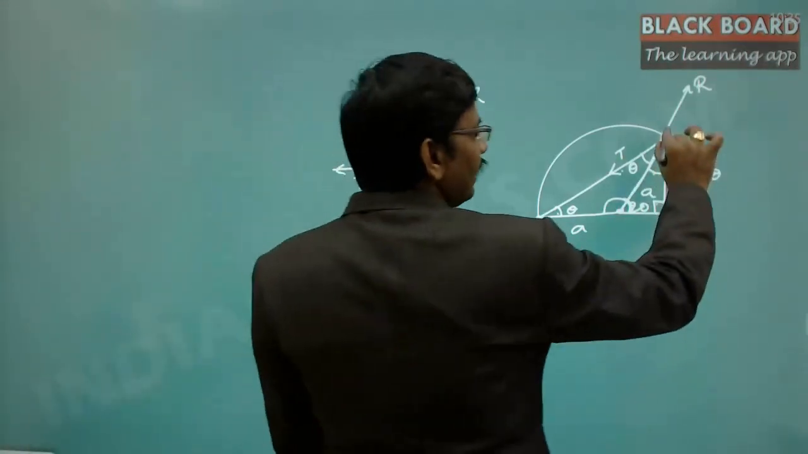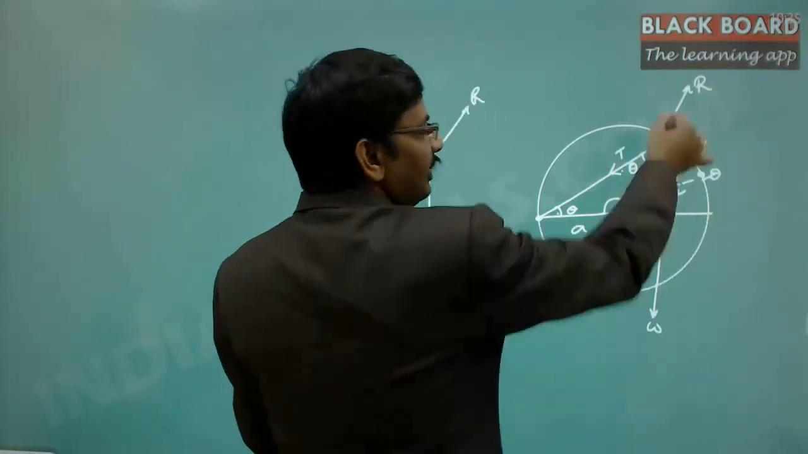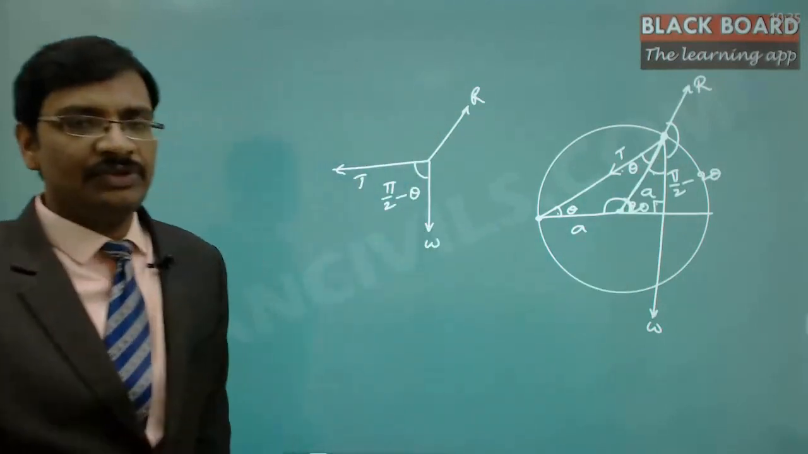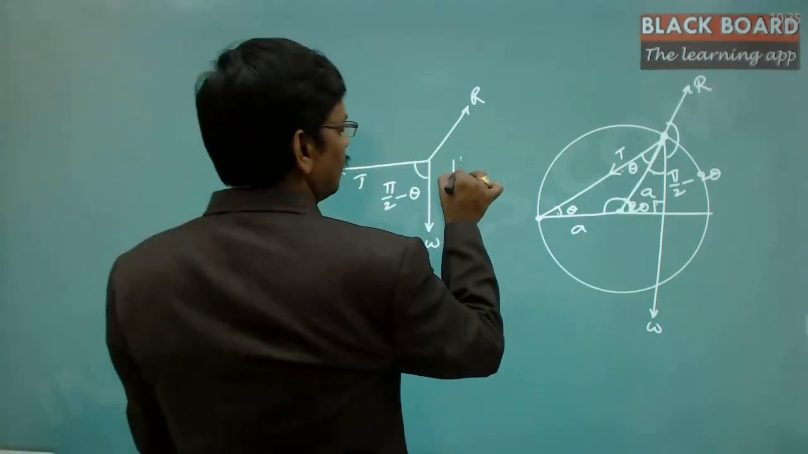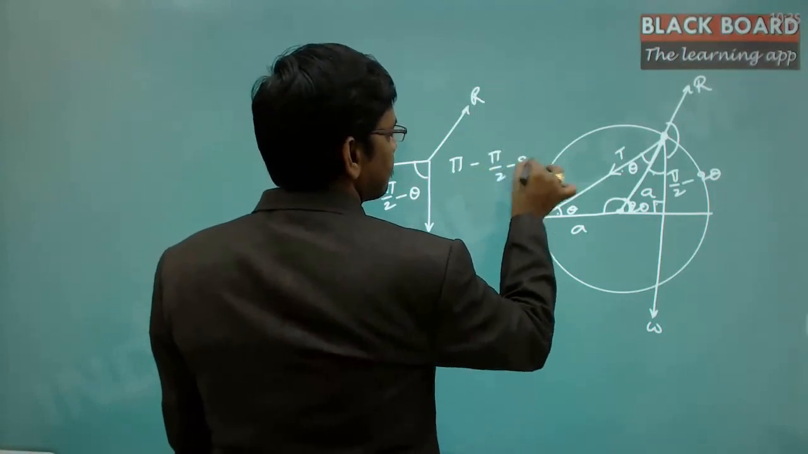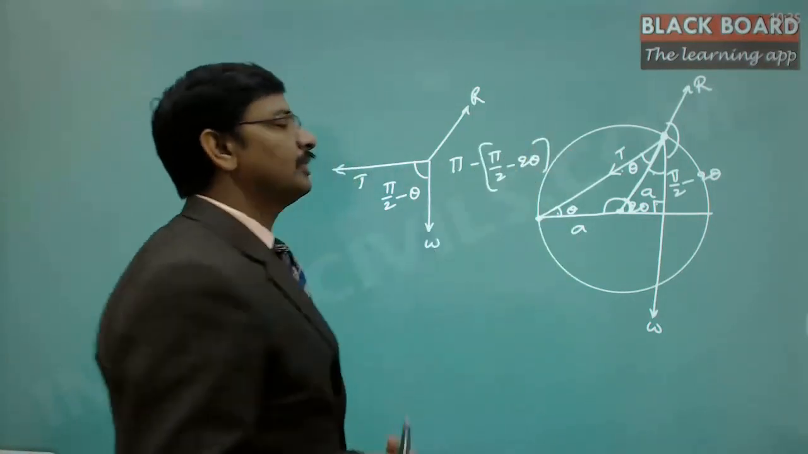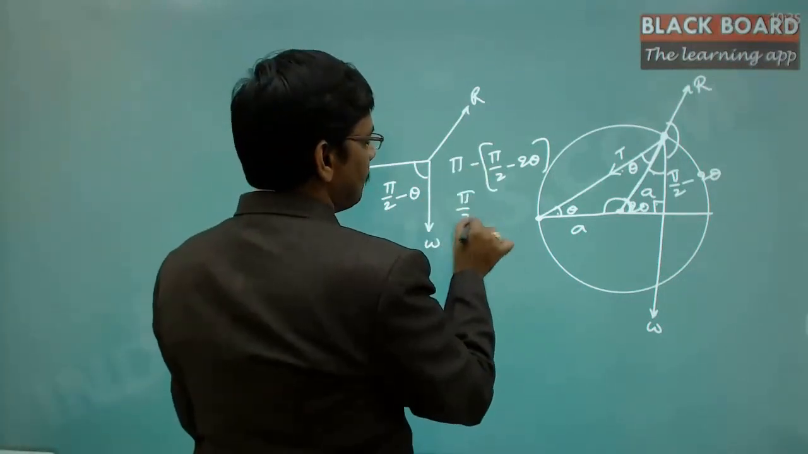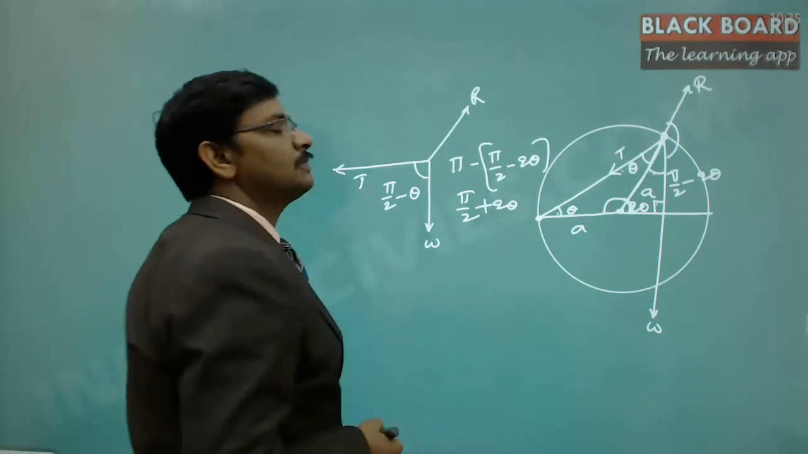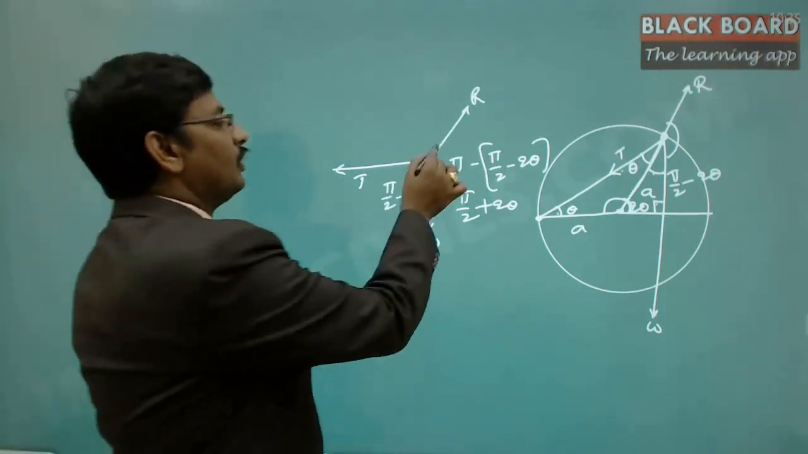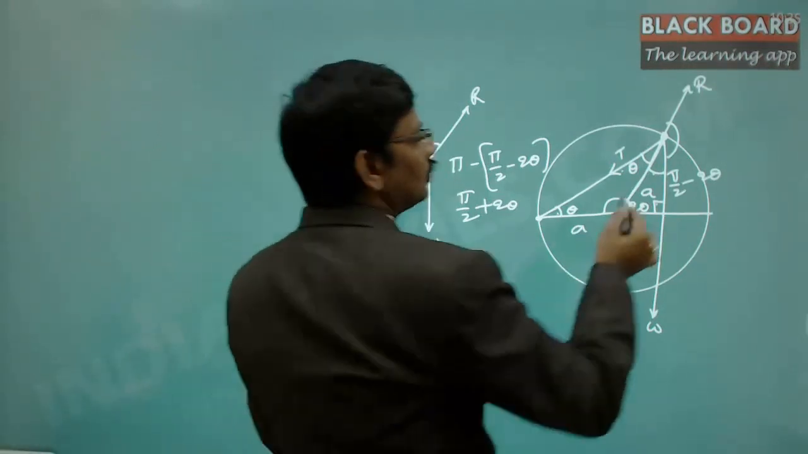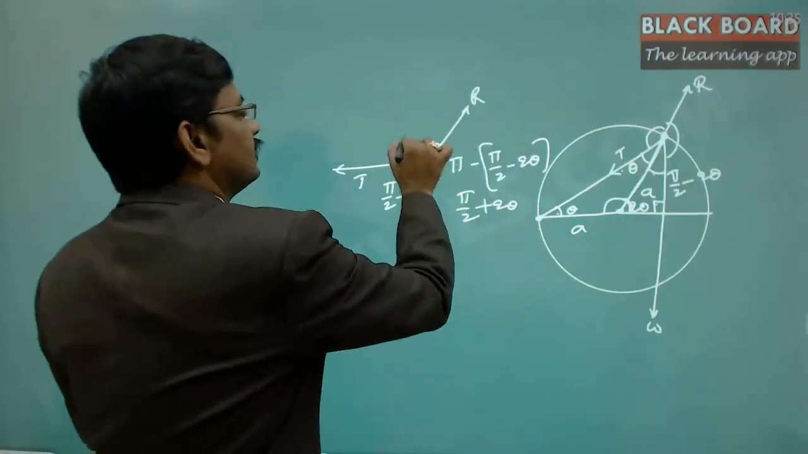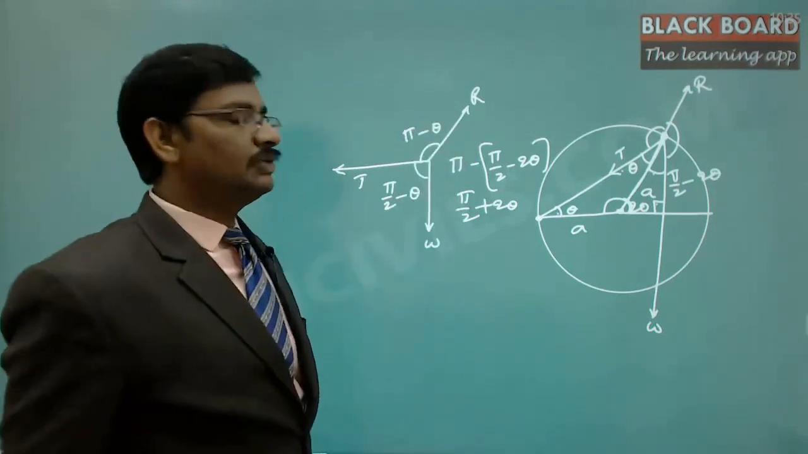Now if I try to identify this angle, the vertical line is 180 degrees, out of that pi by 2 minus 2 theta is extra. So pi minus (pi by 2 minus 2 theta). Simplifying, pi minus pi by 2 is pi by 2, plus 2 theta. So this is pi by 2 plus 2 theta. And this other angle is pi minus theta. So this is the angle.